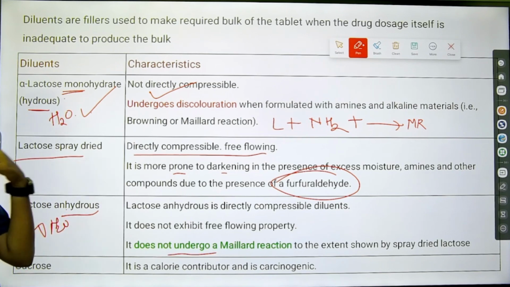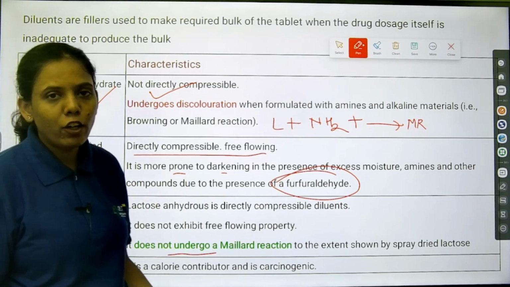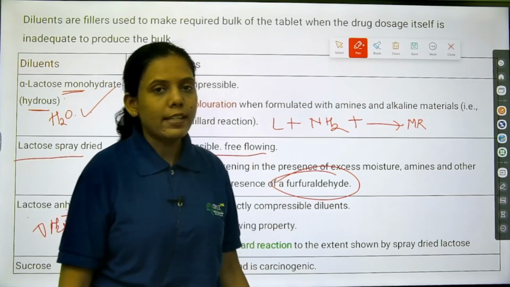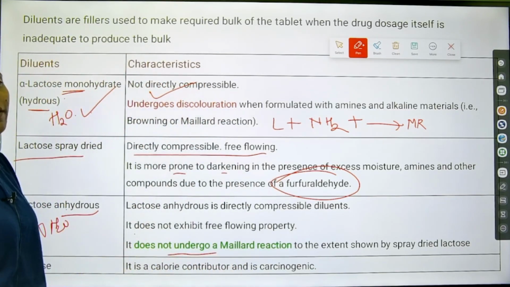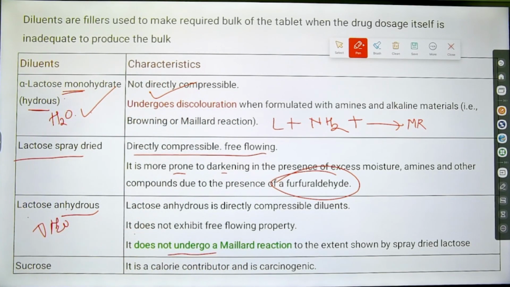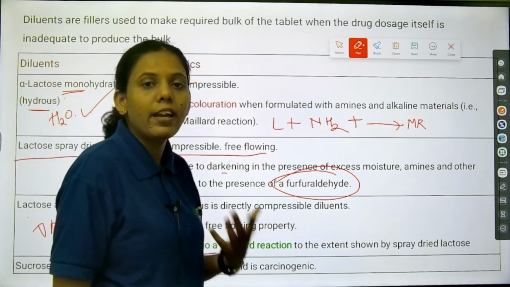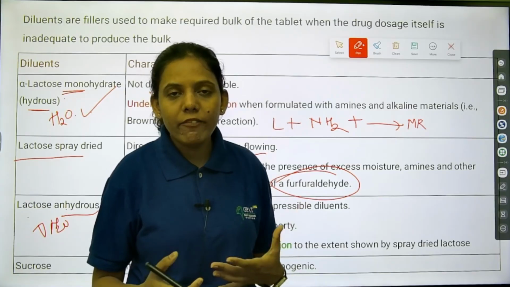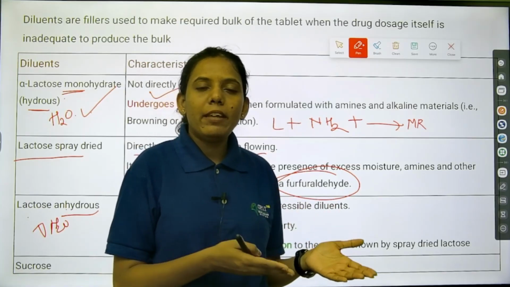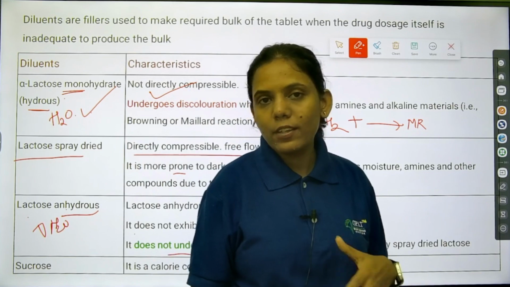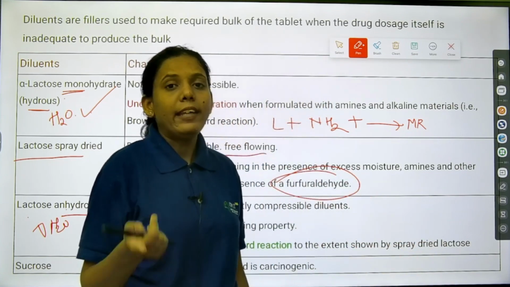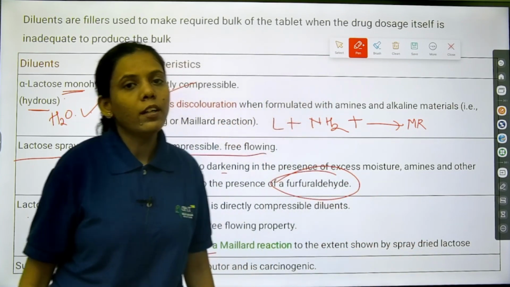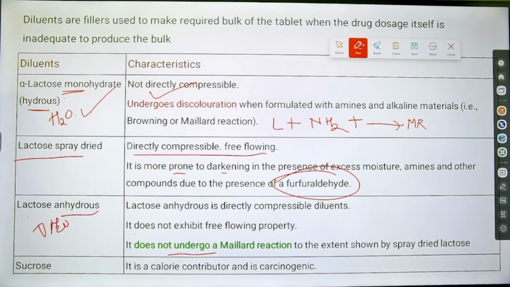Lactose anhydrous, because it does not have any kind of moisture, will not undergo the discoloration. It does not exhibit free flowing properties because it is not spray dried, and lactose anhydrous is a directly compressible diluent. So this was certain important reaction regarding lactose. They may ask you a question, Maillard reaction is given by which kind of diluent? Maybe they will give you sucrose, mannitol, lactose, dextrose, like that. Remember lactose, and in that also hydrous lactose undergoes the Maillard reaction. So this was an important thing about the lactose.